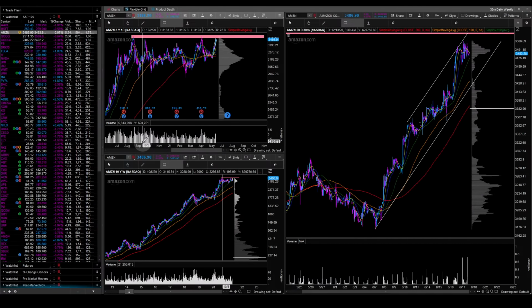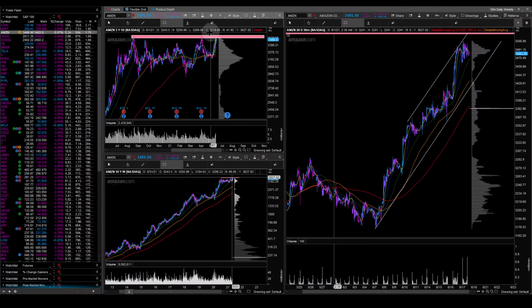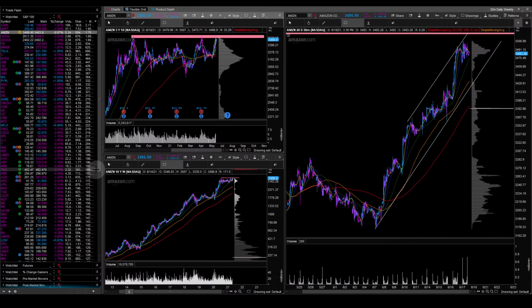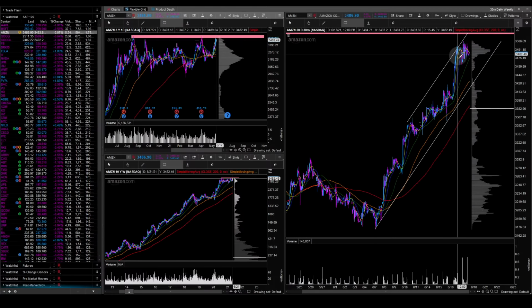Up here, that's potential resistance. But 1, 2, now this would be a third time. Market keeps coming back to it. So, you know, Amazon might be strong, might be moving to the upside here. At least testing all-time highs, so it just continues to look good.